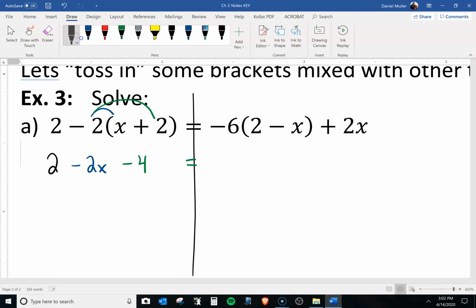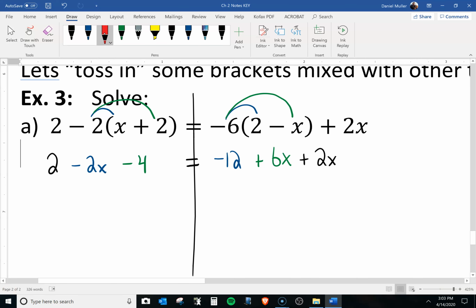On the right side, let's first multiply this -6 into here. -6 times 2 is -12. And -6 times -x, well, negative times a negative is a positive, and 6 times x is just going to be a 6x. And then we've got a plus 2x at the end.